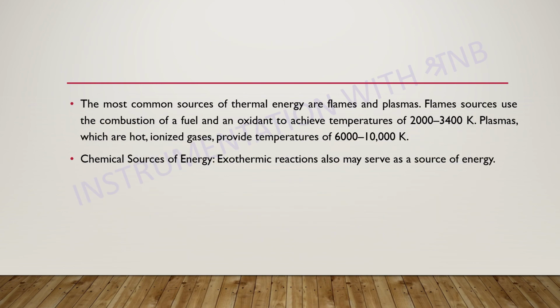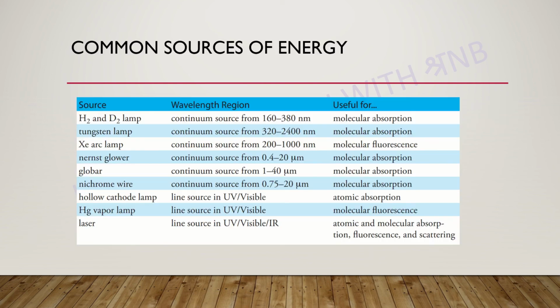The most common sources of thermal energy are flames and plasmas. Flame sources use the combustion of a fuel and an oxidant to achieve temperatures of 2000 to 3400 Kelvin. Plasmas are hot ionized gases that provide temperatures from 6000 to 10,000 Kelvin. Chemical sources of energy include energy released from exothermic reactions. The common sources of energy, their wavelength region and their purpose are listed in this table.